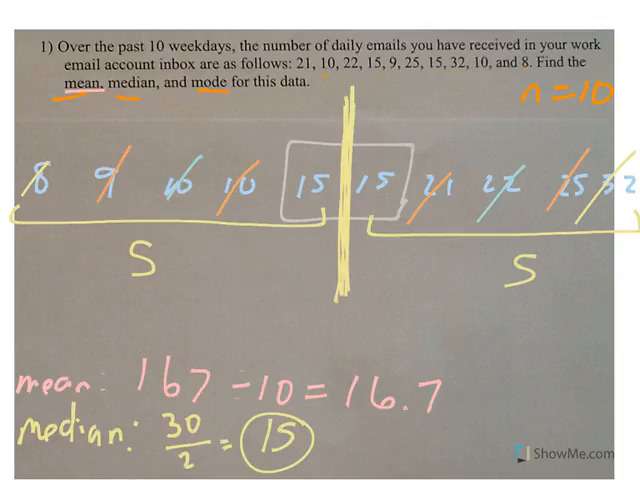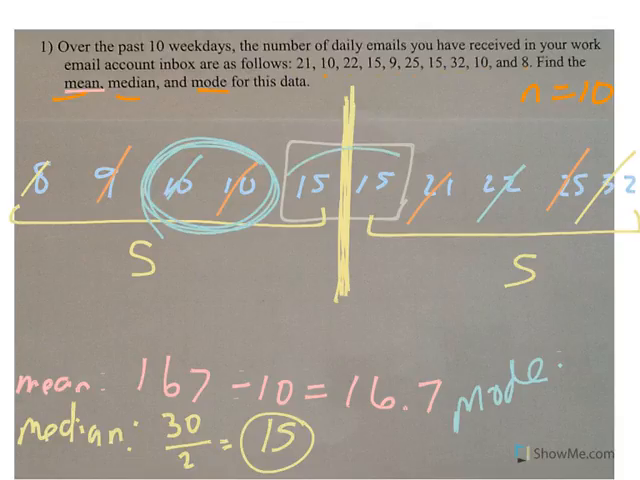The mode is the number that appears most often. So you can see that I have a 10 that's here twice and 15 is here twice. So this is actually bimodal, B-I, because bi means 2. So I have 2 modes, 10 and 15.